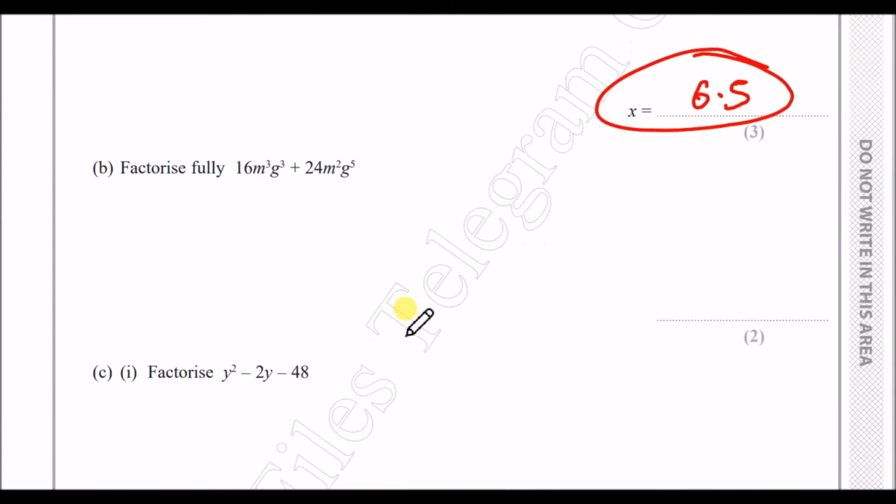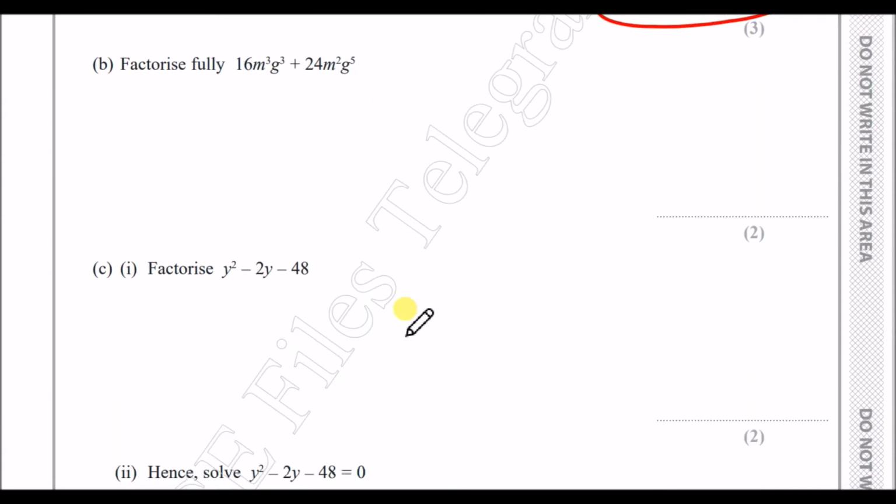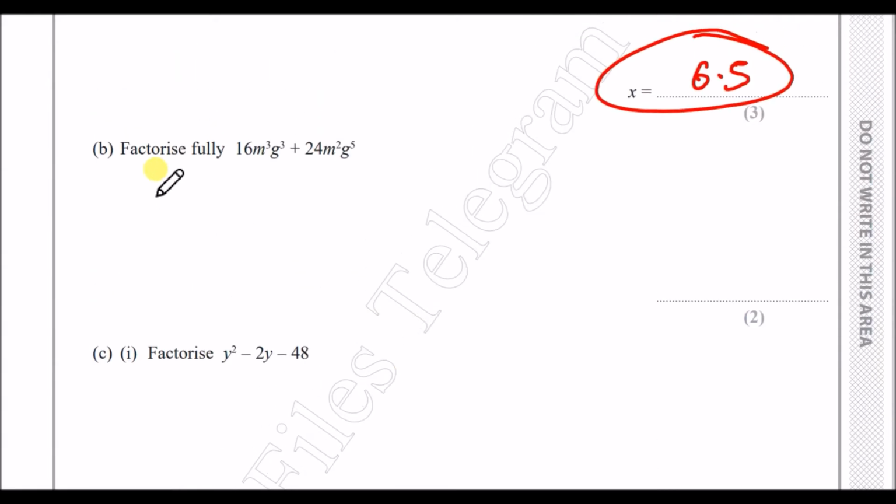For B, okay, you got quite a few algebra questions there, which is nice. So for B, factorize fully 16m cubed g cubed plus 24m squared g to the power 5. Okay, that's kind of a mouthful there. Now, to factorize something, factorize just means to put it in a bracket, or take out the common factor in both terms, more accurately. Yeah?